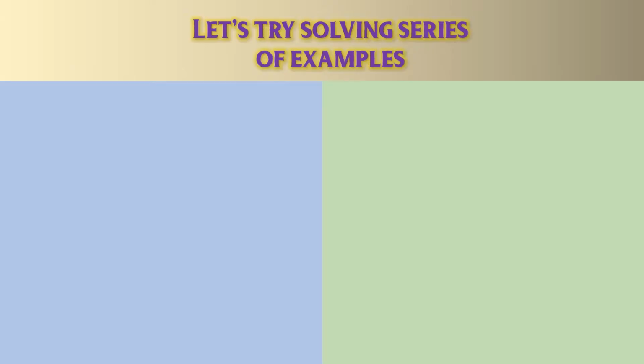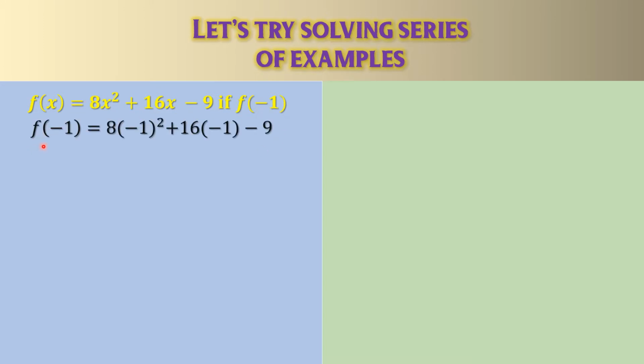Now let's try solving a series of examples. So first we have here f of x is equal to 8x squared plus 16x minus 9, if f of negative 1, or when x is equal to negative 1. So we have to replace x with negative 1. We have here f of negative 1 equals 8 times the quantity of negative 1 squared plus 16 times negative 1 minus 9. Then we simplify.